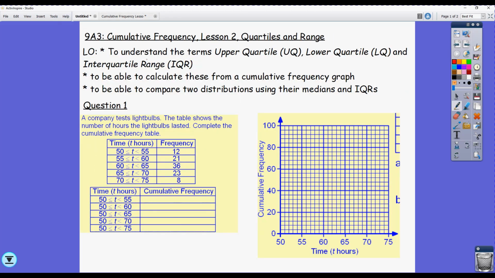So what we're going to look at next time is using cumulative frequency graphs to find the upper quartile, lower quartile, and interquartile range. That sounds really complicated, but if you can find the median, this is just as easy. It's pretty much exactly the same. It's just that instead of going halfway, you go a quarter of the way up and 3/4 of the way up. And we use that to find the interquartile range, which is a really useful measure for seeing how spread out the data is.